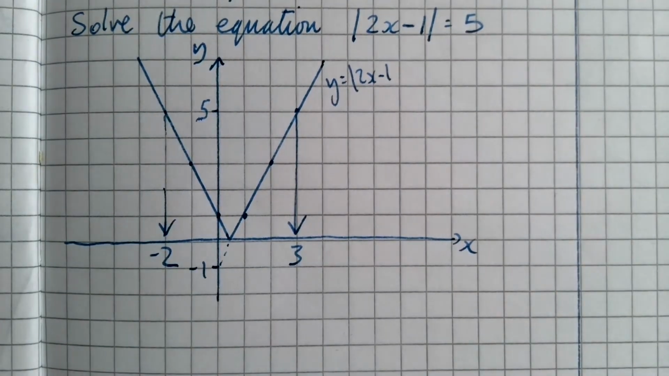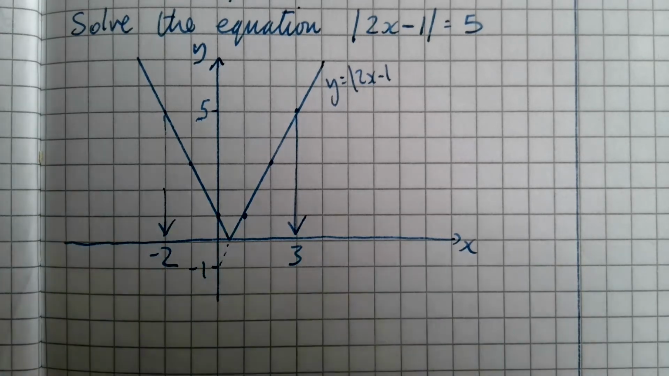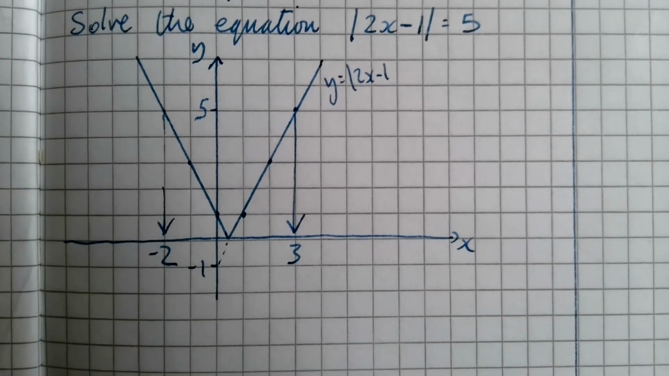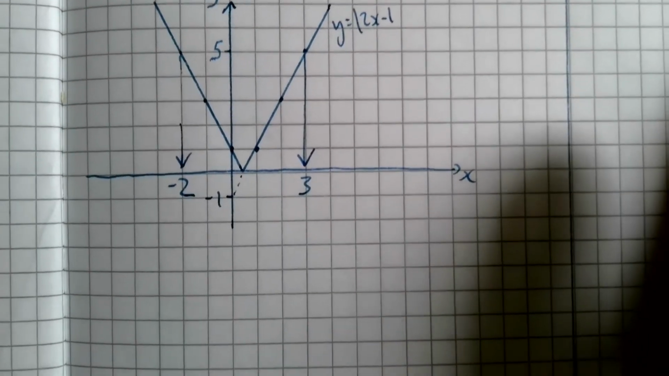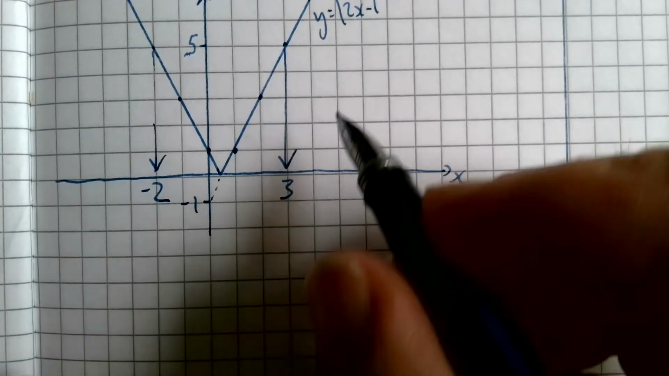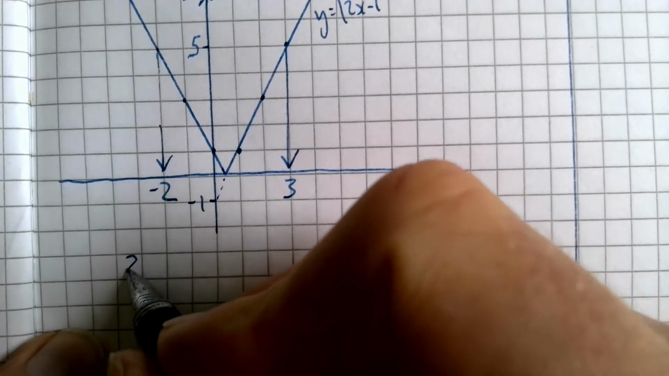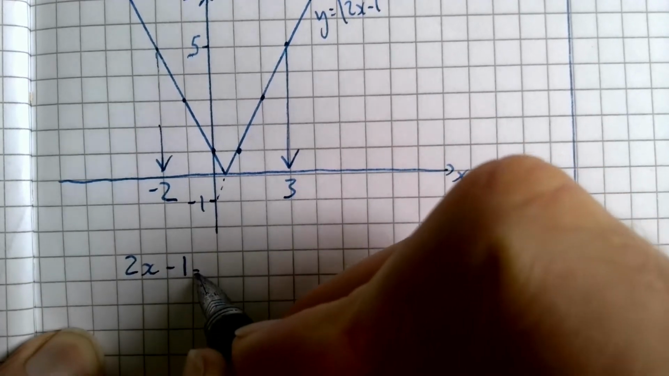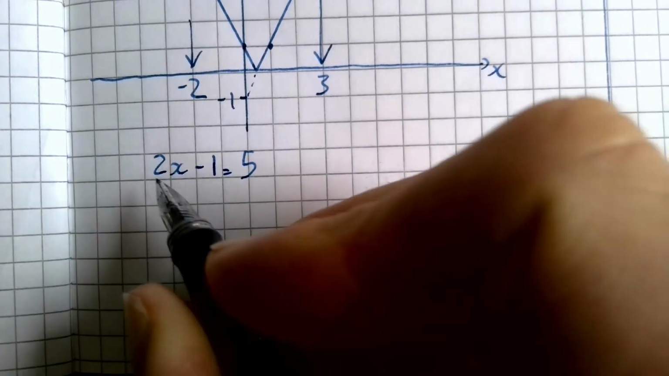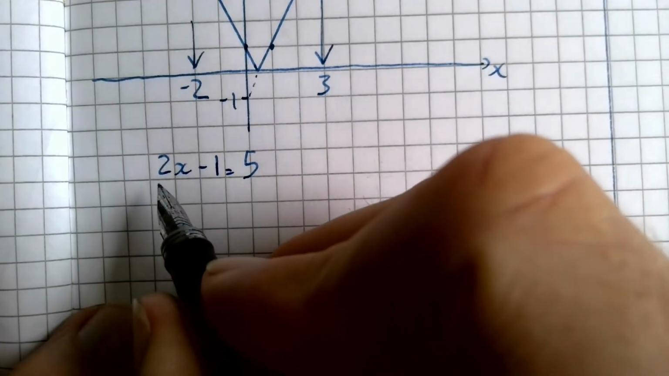So we do need to be able to do it algebraically as well, but drawing the sketch always makes sure that you're in the right area and you know basically what it is you're trying to do. So there are two different solutions here. So how do we get both of those? Well, if we start off just looking at 2x minus 1 equals 5, and not worry about the modulus part of it.